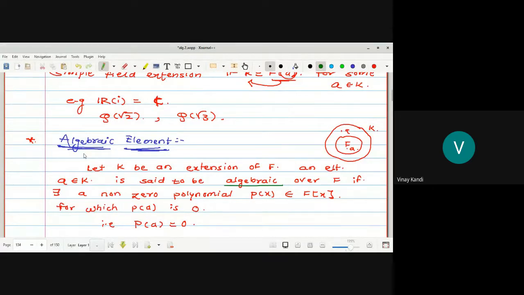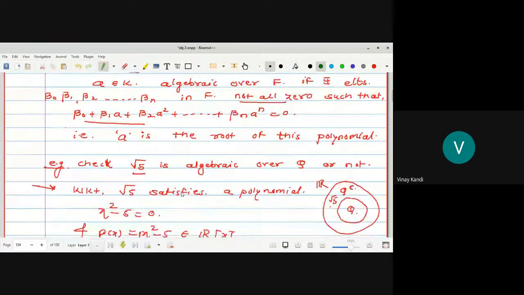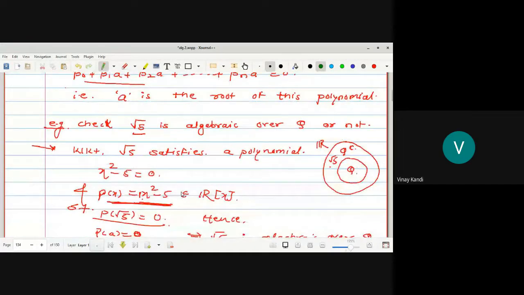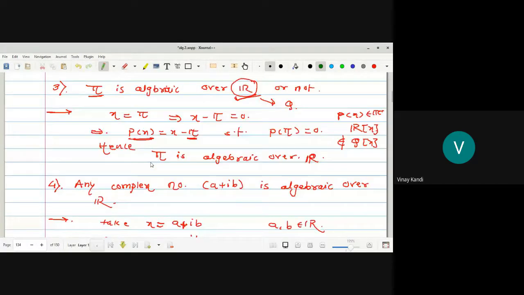If such a polynomial does not exist, then we can say that the element is not algebraic, that is, it is a transcendental element. So here the square root of 5 is an algebraic element over Q. Any complex number is algebraic over R. So by default we check the complex number. Any complex number A plus iB is algebraic over R.